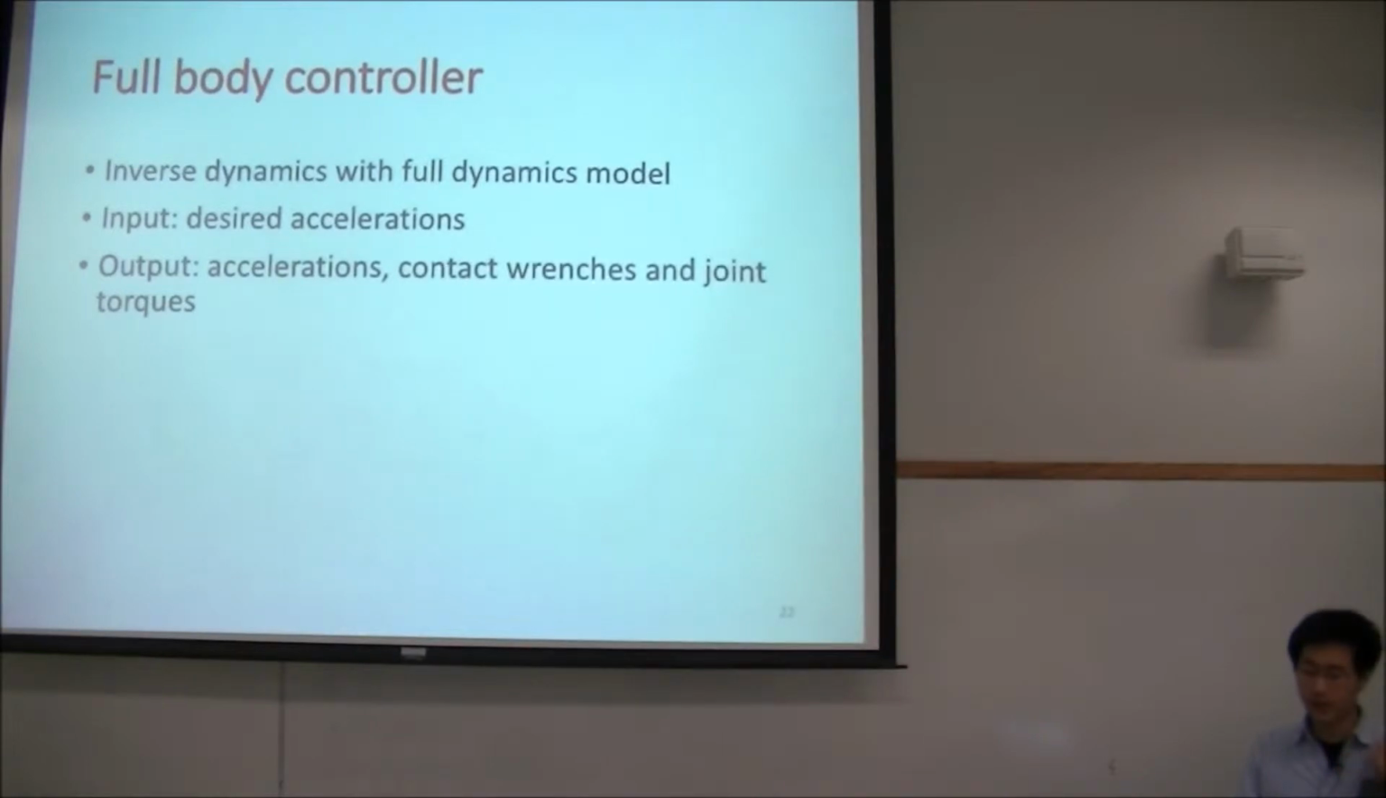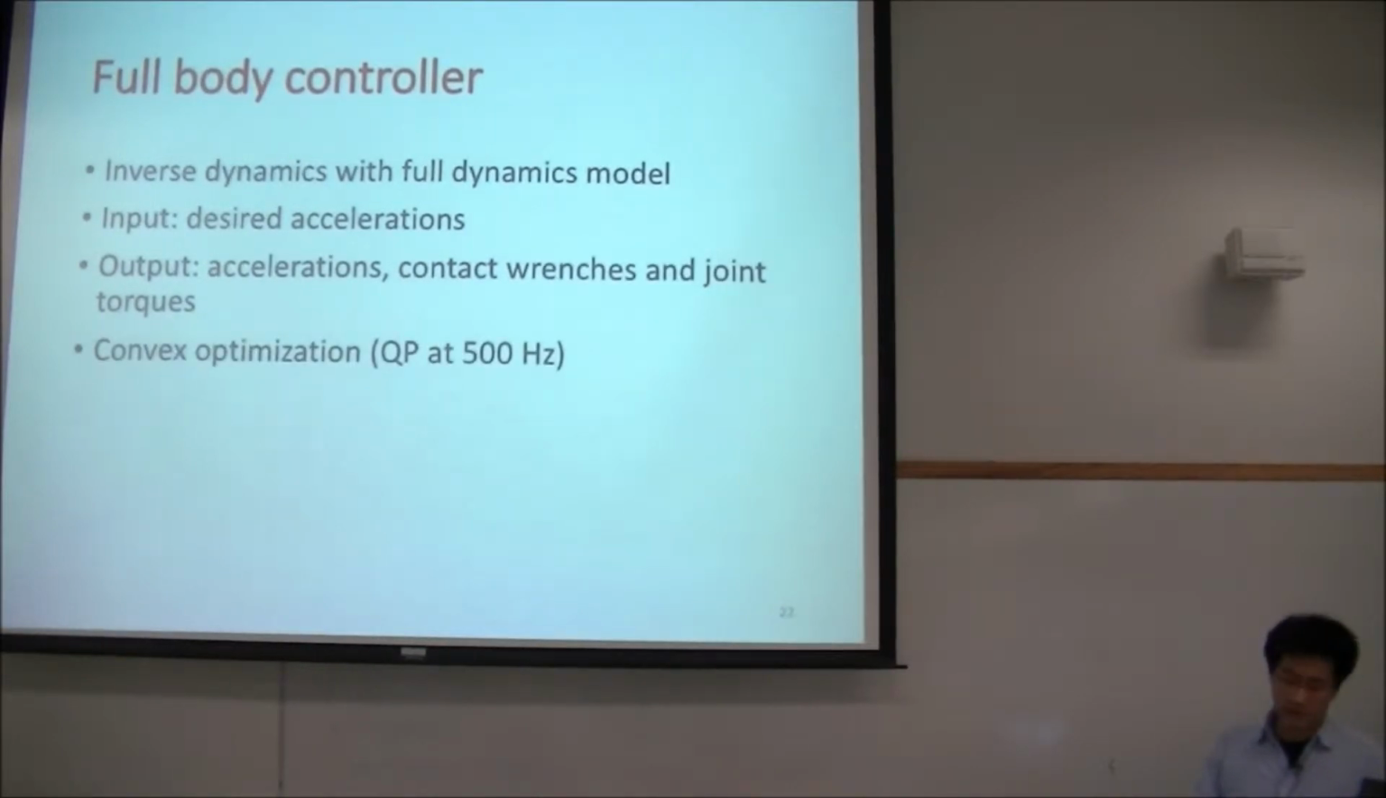The basic idea is it's doing a full body inverse dynamics. The objective is to track these desired accelerations, desired motions, and the output is the combination of possible accelerations, the contact forces and torques, and also the joint level torques. This is also formulated as a quadratic program, which is solvable at a very fast speed. In my case, I run this controller at 500 hertz. Again, because we're only looking at the current time step, this QP optimization is greedy in the sense that it follows the gradient only for one time step.